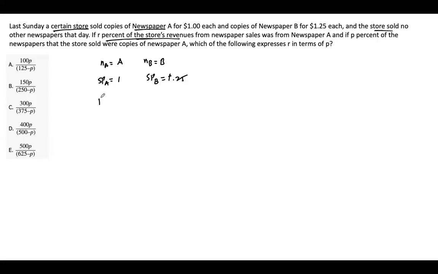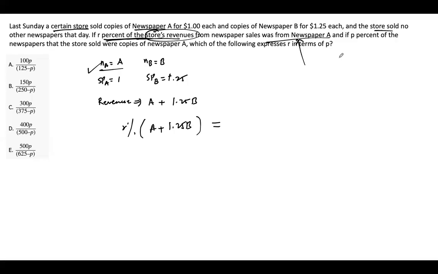What is the revenue right now? If number of A newspapers is A, A into 1 plus B into 1.25. Now it is saying R% of the store's revenue, R% of this value was from newspaper A. So what is newspaper A's revenue? A.